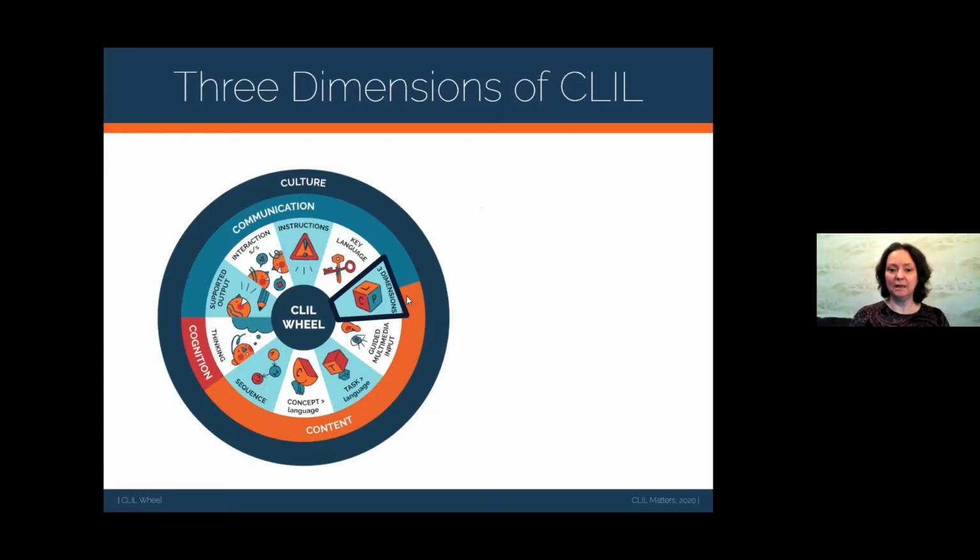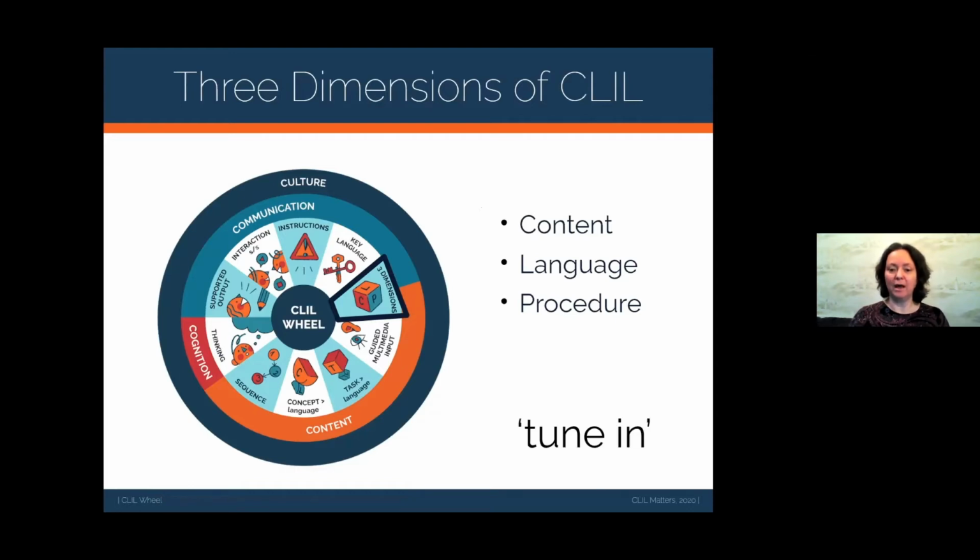As you see, this parameter goes between content and communication because those 3 parameters include content and language, and the third element is procedure. I don't want to talk about everything. The most important thing here is that those 3 elements have to be tuned in, that is properly adjusted to the situation or to the student's level.